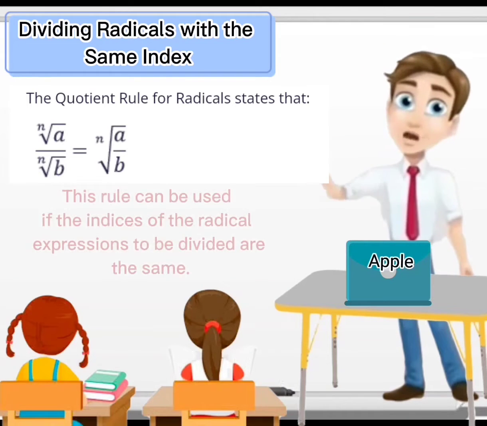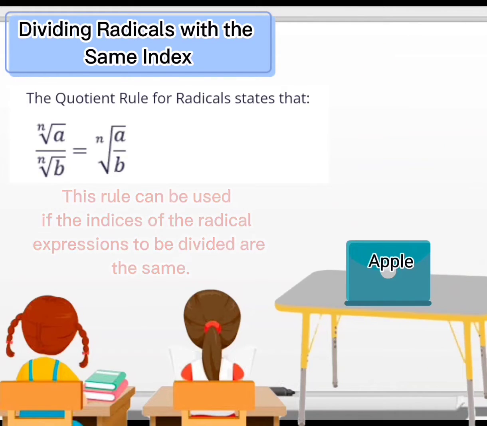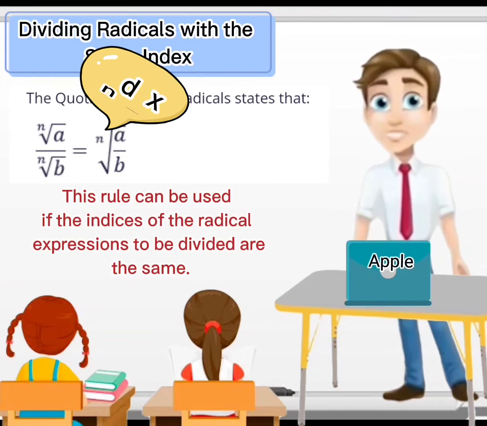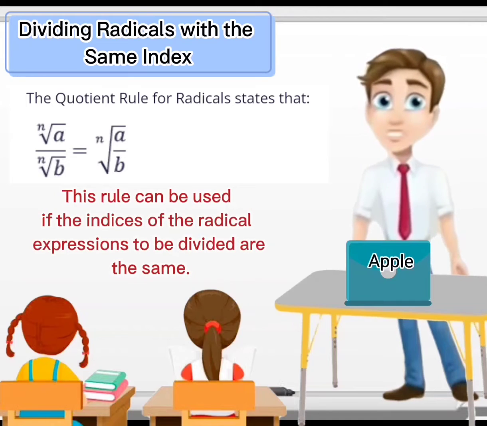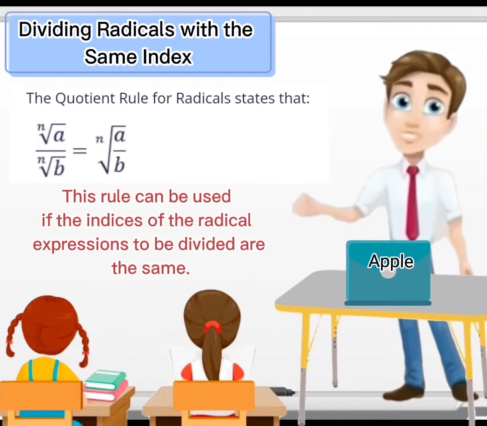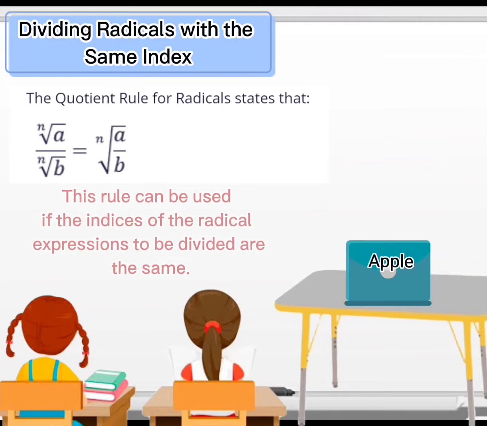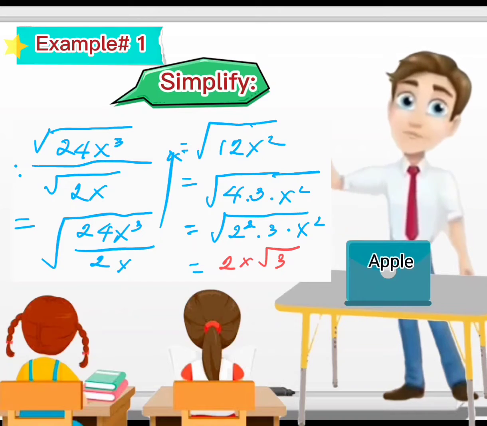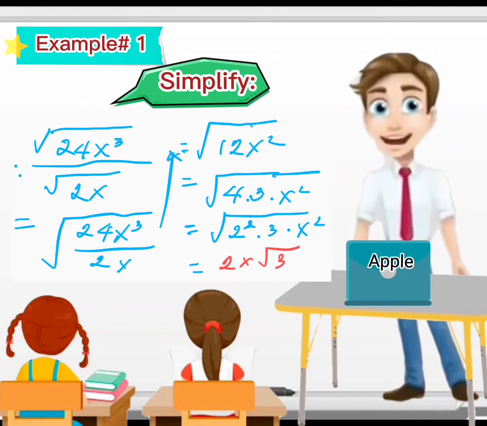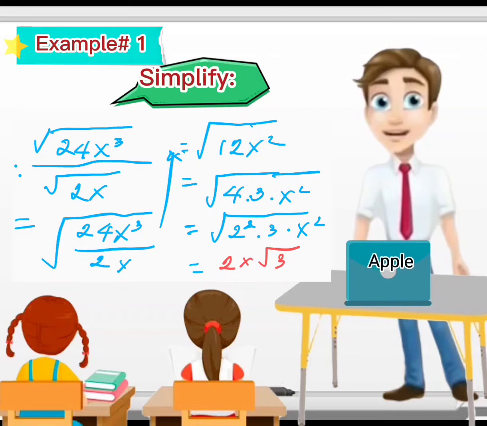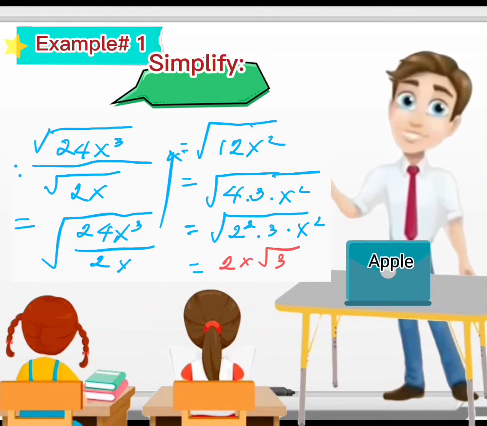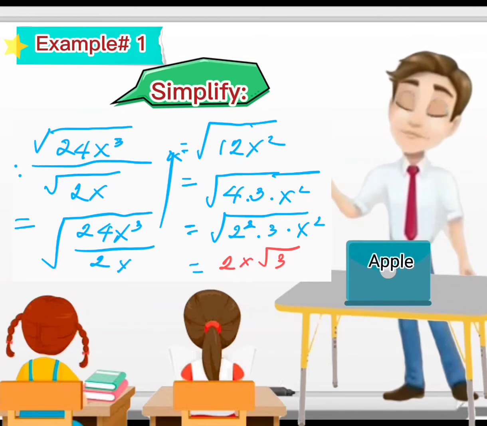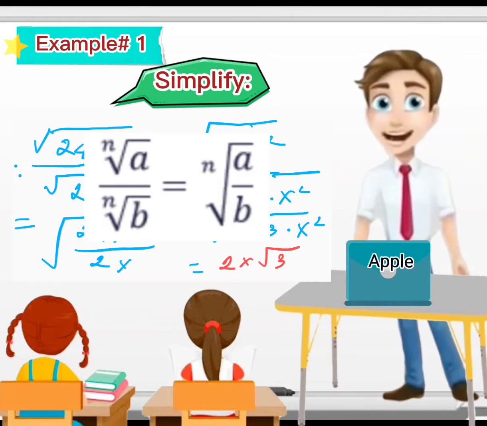Siyempre, alam nyo na siguro kung anong index na tinutukoy ko dyan, ha? Yung letter N na nakatak doon sa checkmark, doon sa loob ng pinaka-checkmark ng radical sign. That is our index. And kailangan magkapareho yan. Paliwanag, ha? So, dito na tayo sa example number 1. And we are going to simplify the square root of 24x cubed all over the square root of 2x. Since the numerator and denominator have the same indexes, so we can therefore use the quotient rule.